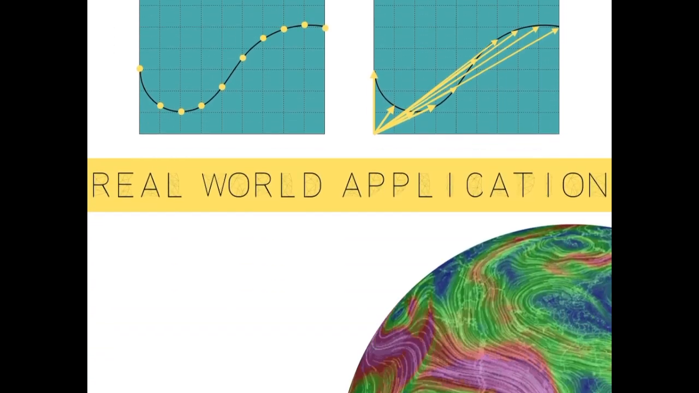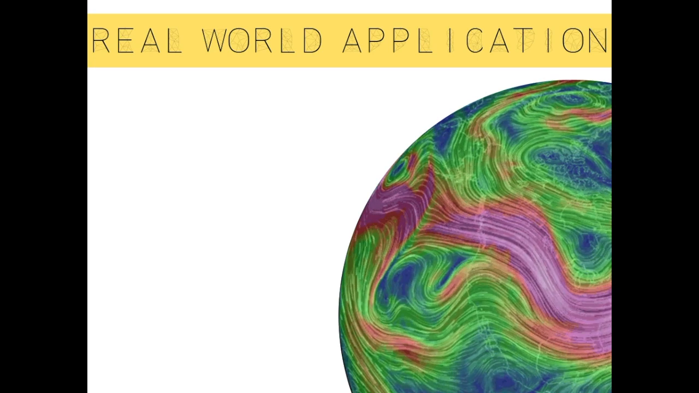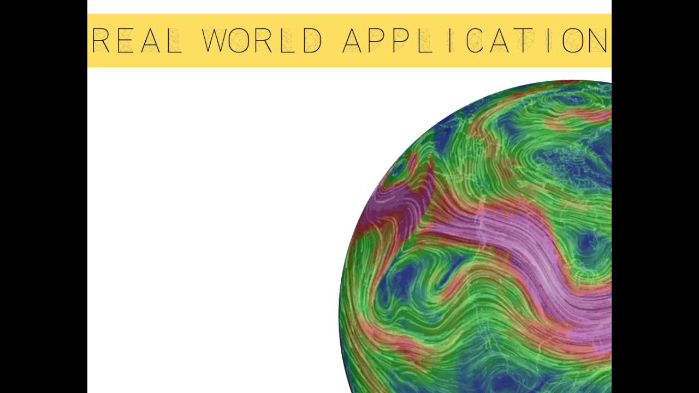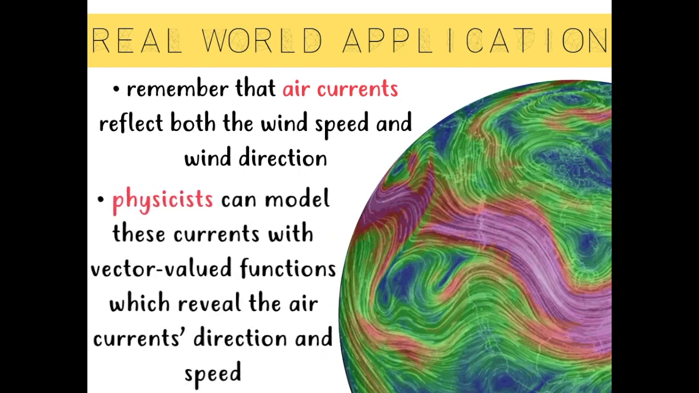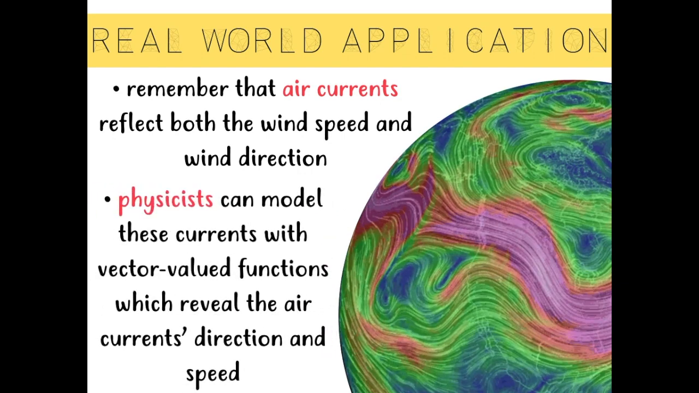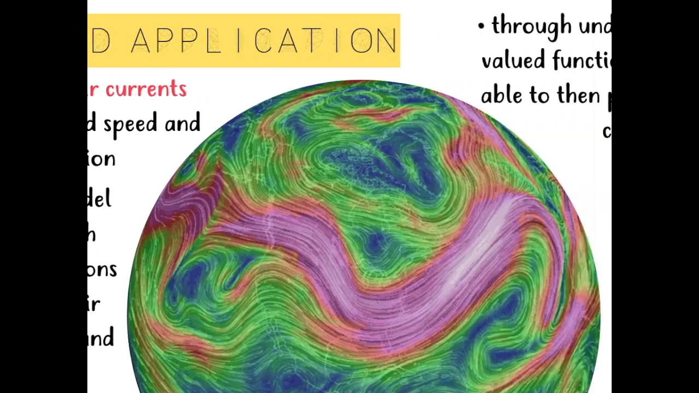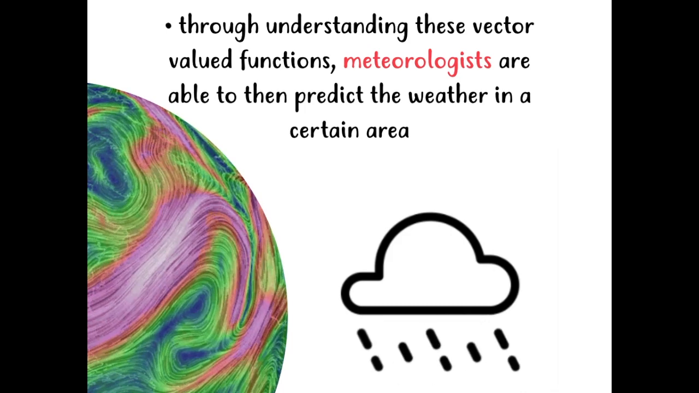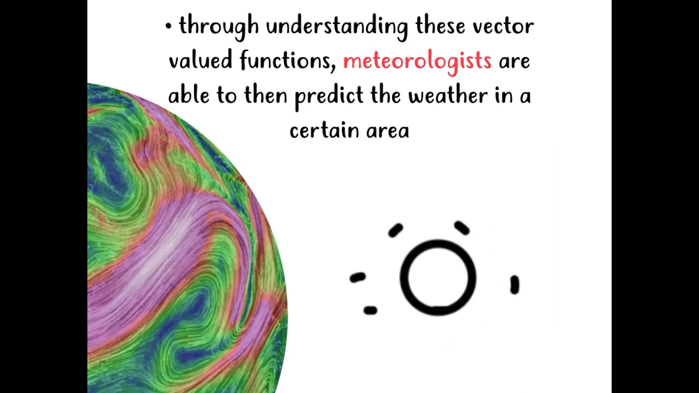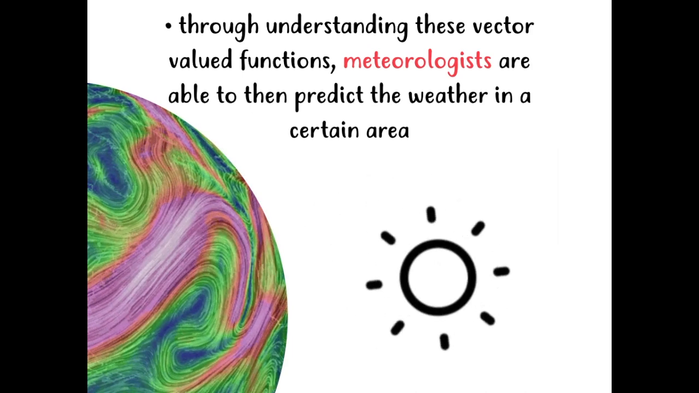A real-world application of vector-valued functions is, remember, that air currents reflect both the wind speed and wind direction. So physicists can model these currents with vector-valued functions, which reveal the air current's direction and speed. Through understanding these vector-valued functions, meteorologists then can predict the weather in a certain area, whether it be cloudy, sunny, or stormy.